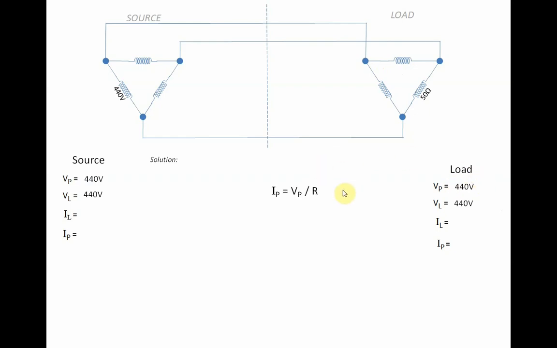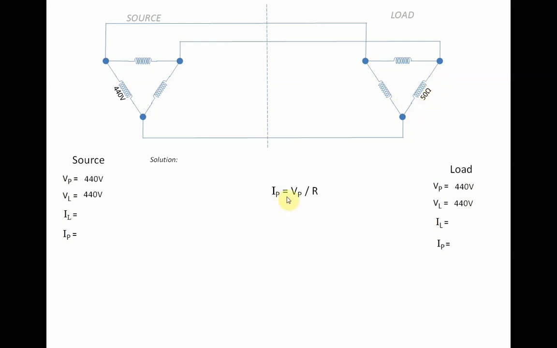Next is our phase current. Line current and phase current here are not given. But we can make use of what is given here, which is 50 ohms. So if we have a phase voltage of 440 volts, we should also have 440 volts here, since this is in three-phase configuration and they are identical. So we can solve for the phase current across this phase here, since 50 ohms is given.